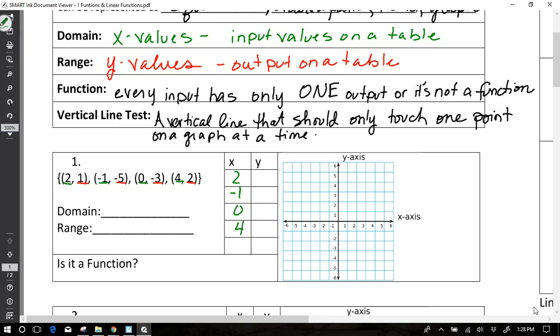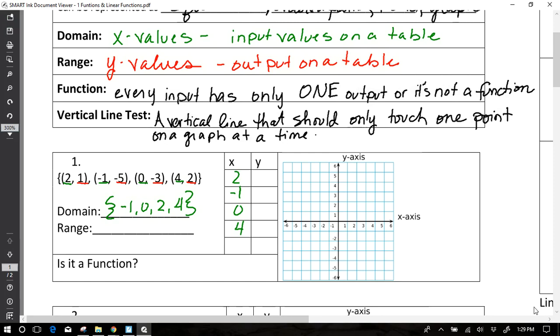Now, when I write the domain out as a list over here, remember to use your braces. And when you put them in the braces, you need to put the numbers in numerical order. So starting with the smallest number, -1 is the smallest, then 0, and then 2, and then 4. Now, if there was a repeat, say there was another ordered pair that had an x value with a 4, we would not put a repeat. We only write those numbers one time.